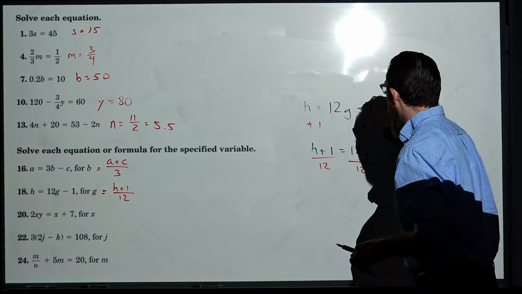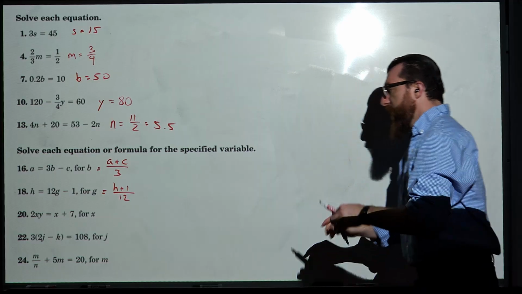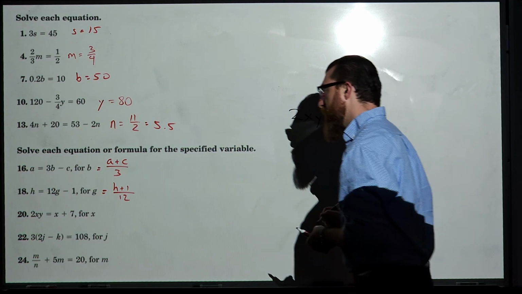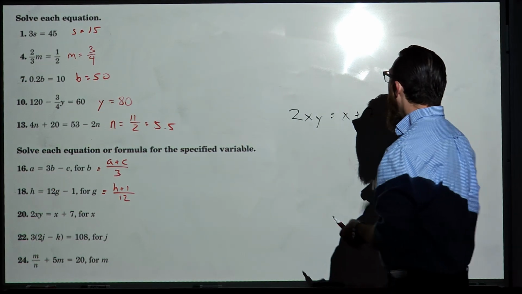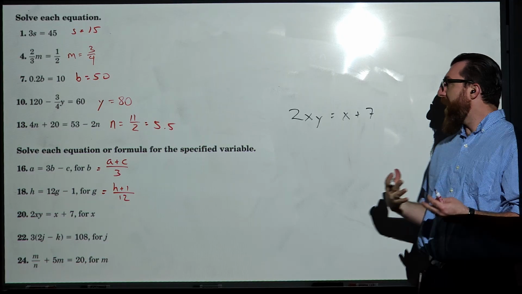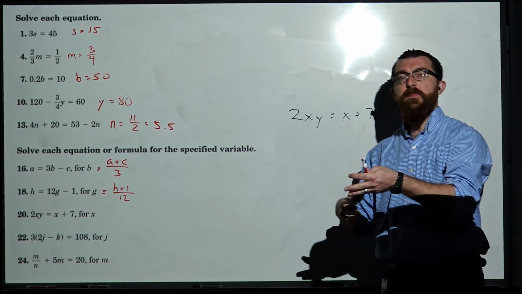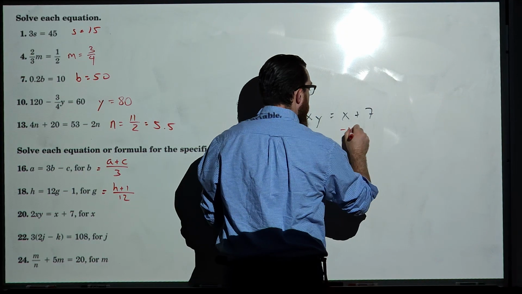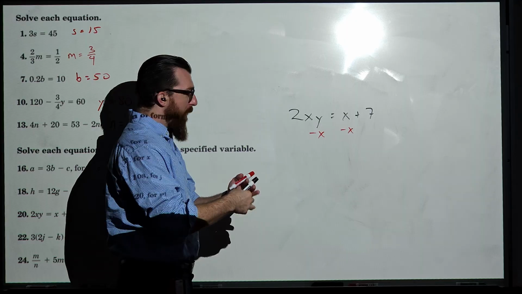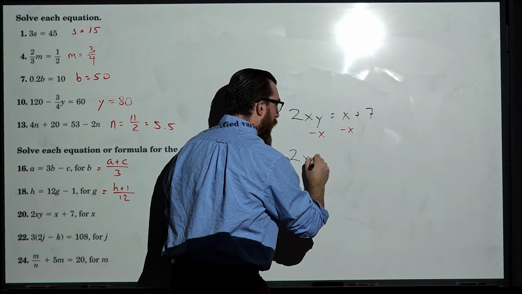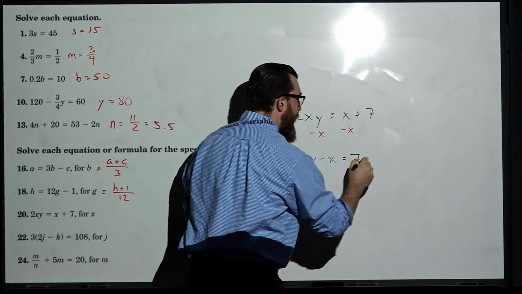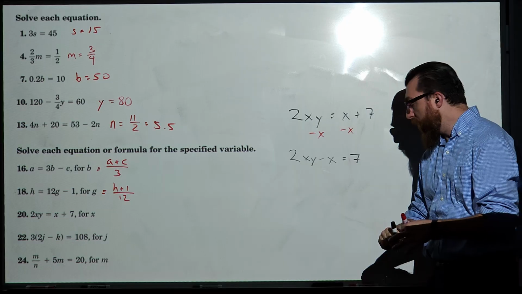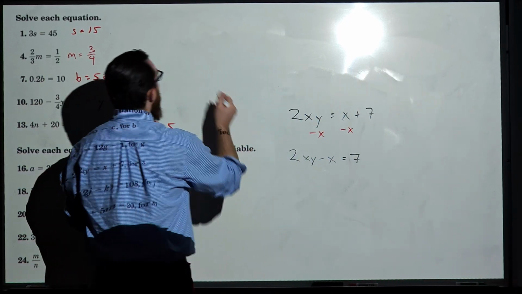Okay, next up. This one is a little bit more complicated because there is an x on both sides. Just like in life, sometimes x causes the problem. Equals x plus 7. Okay, so in order to get x by itself, I need all of my x's to be on the same side, and the simplest move for that would be to subtract x from both sides. Okay, so now I've got 2xy minus x, and this is equal to 7. Okay, now this move is going to be based on the distributive property, which, if you recall, looks like this.